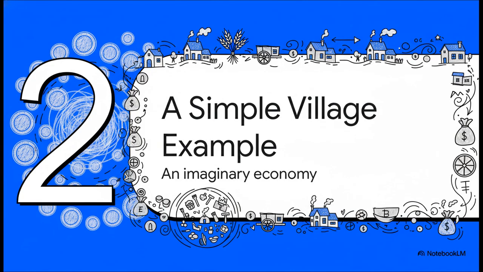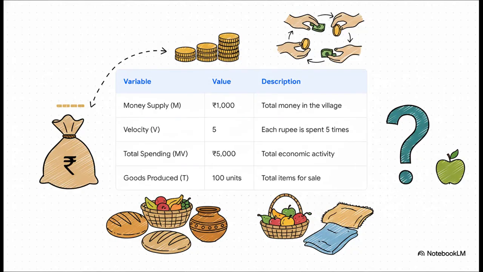Okay, that's the theory part done. But to really see how this works, let's make it real. Let's shrink down the whole complicated economy into one tiny imaginary village. All right, so in our village, there's a total of 1,000 rupees. That's our M. And we know that each of those rupees gets spent about 5 times a year. That's our V. So, if you do the math, the total spending in the village, our MV, is 5,000 rupees.